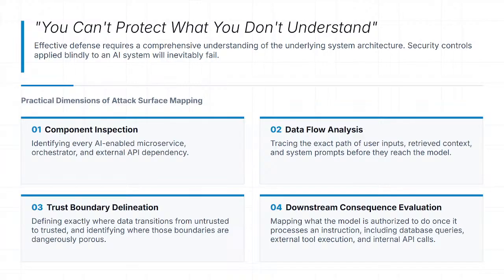Now, the fourth component we have in the practical dimensions of attack surface mapping is downstream consequence evaluation. We've established the trust boundary, we've checked out data flow analysis and component inspection, which was where we started from. Now, how do we map out what exactly the model is authorized to do?